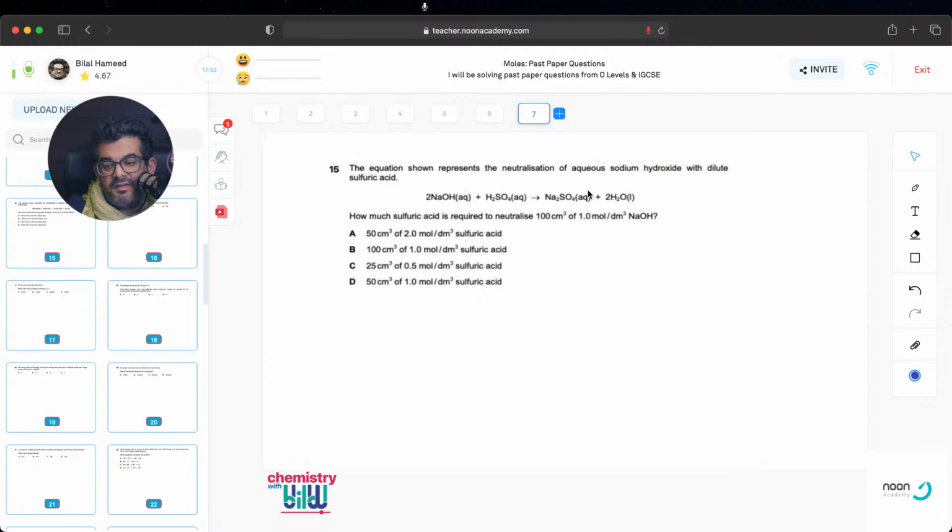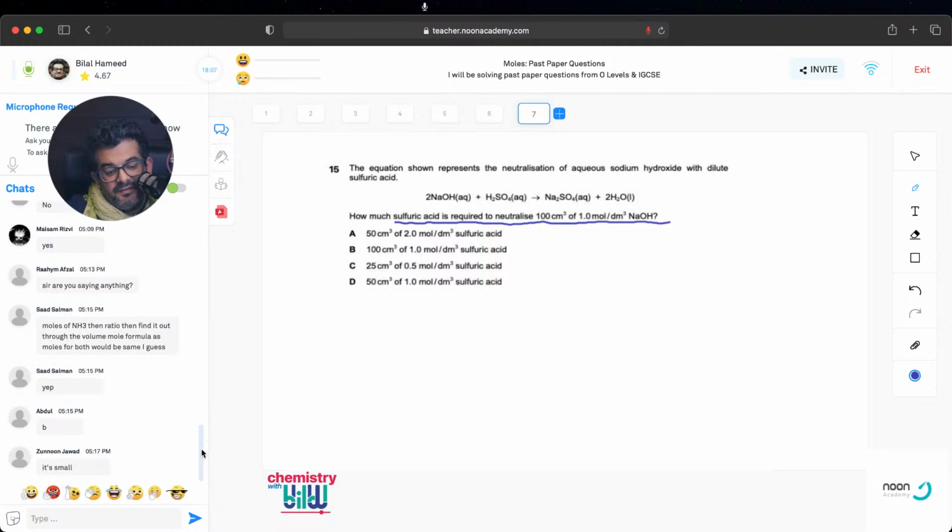Okay, so the equation represents the neutralization of sodium hydroxide with dilute sulfuric acid. So how much sulfuric acid is needed to neutralize? This is based on what we did earlier. Now again, I want you guys to try this one out. Try this one out while I try to make the question a little larger.